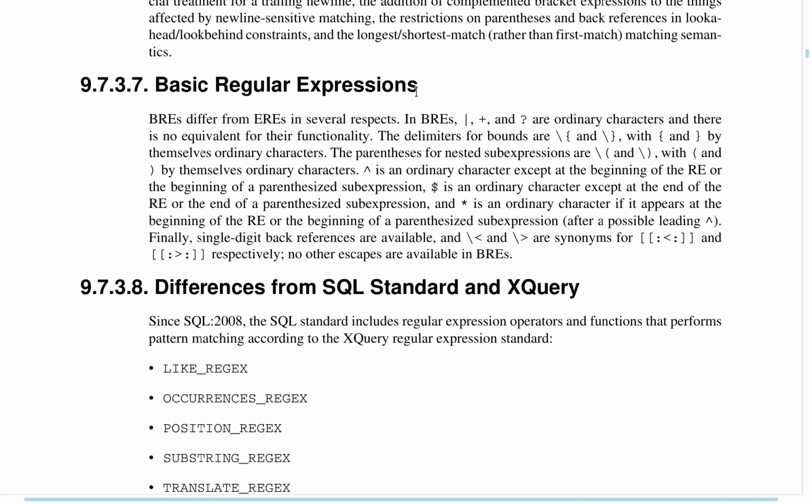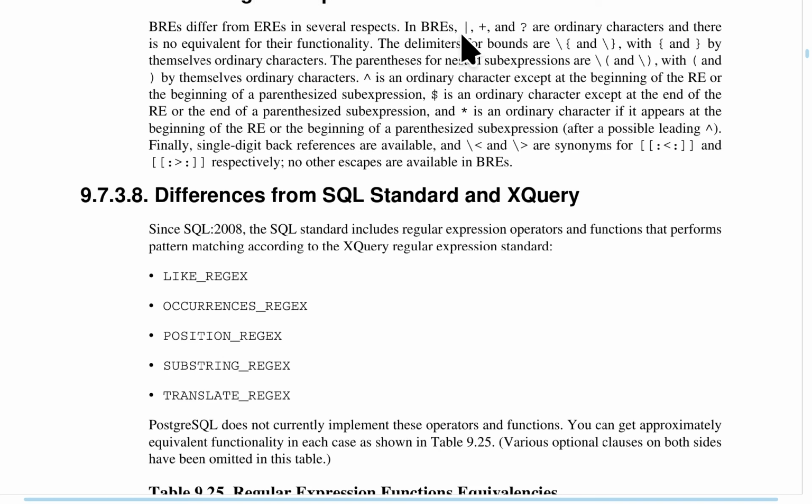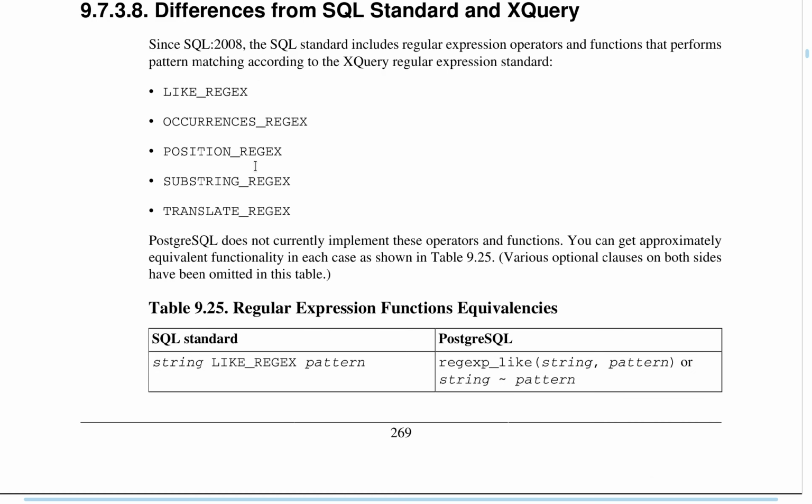Then we have basic regular expressions. BREs differ from EREs in several respects. In BREs, pipe, plus, and question mark are ordinary characters, and there is no equivalent for their functionality. So we don't care about BREs as such. You always need pipe, plus, and question mark. We just discard BREs. Then we have differences from SQL standard and XQuery.